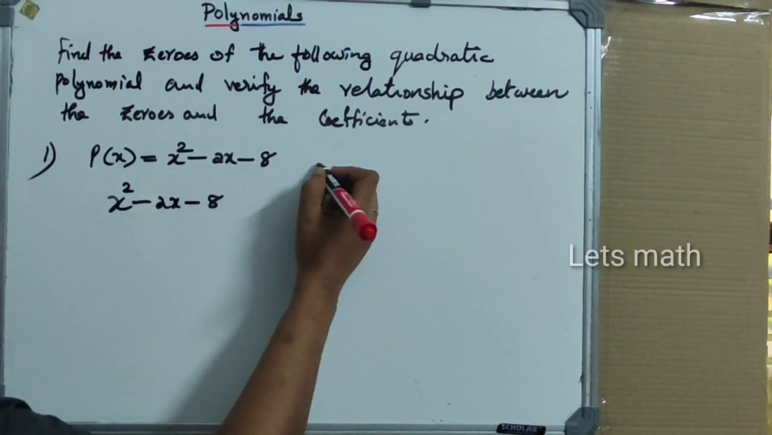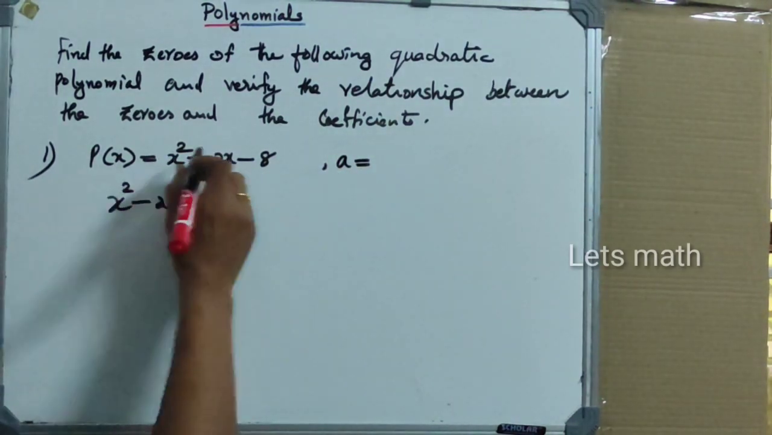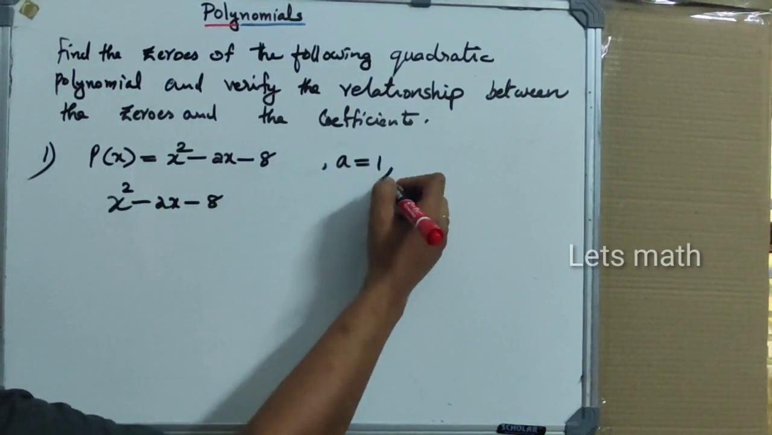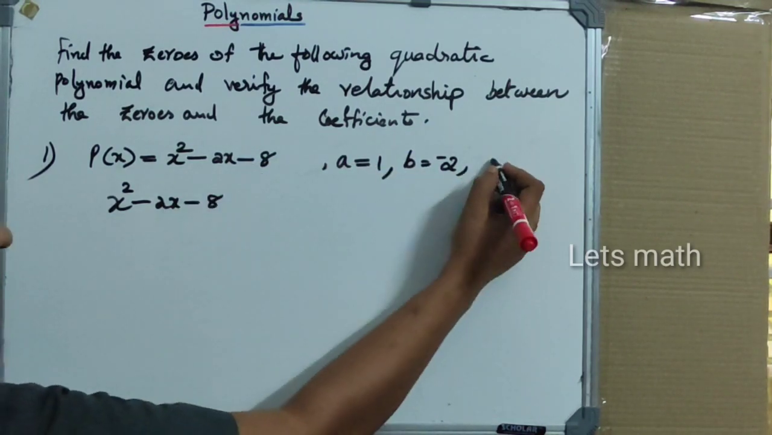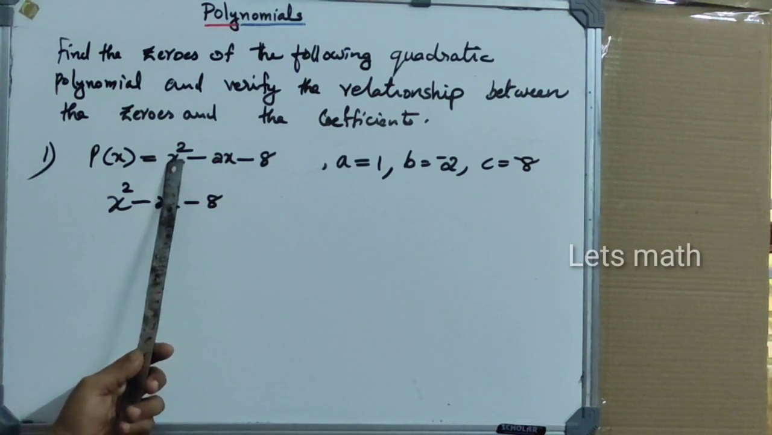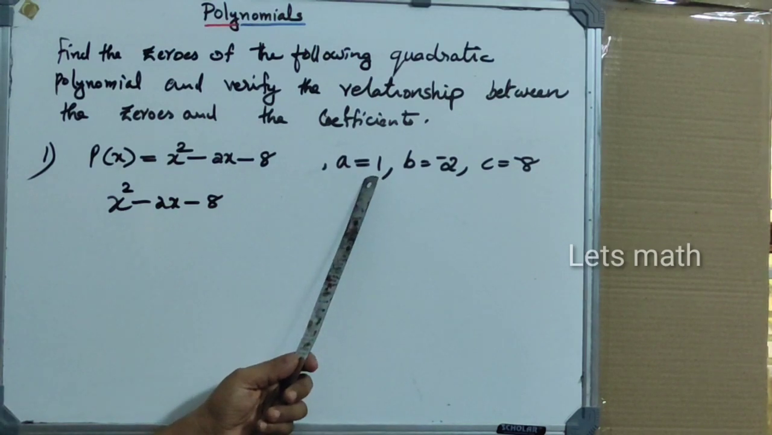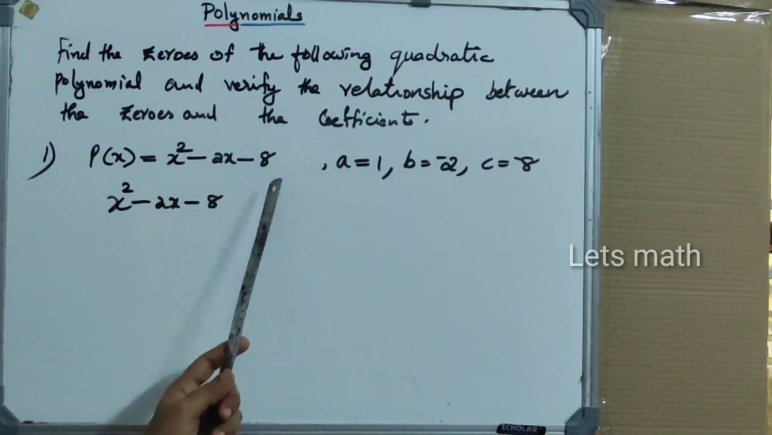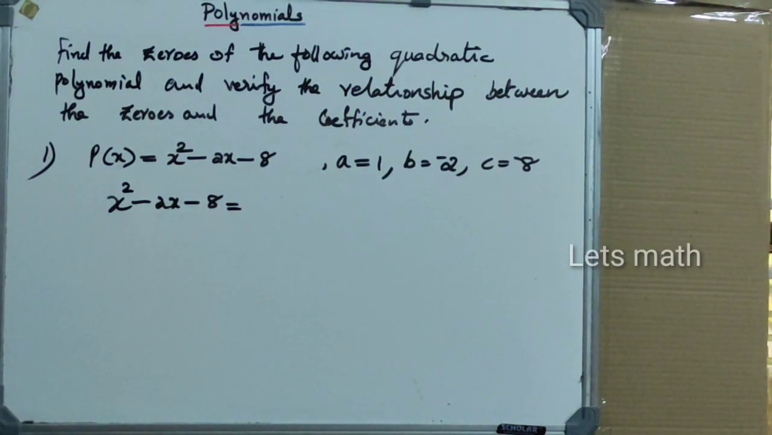First, after writing the polynomial, just write what the coefficients are. What is a here? Coefficient of x square is 1. b equal to minus 2, this is the coefficient of x, and c equal to minus 8. Here, for the coefficient of x square there is nothing, that means it is 1. So a equal to 1, b equal to minus 2 and c equal to minus 8. Now let us factorize x square minus 2x minus 8.